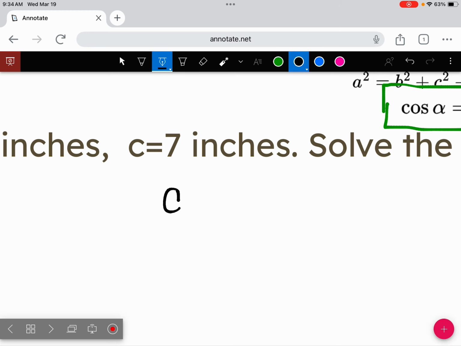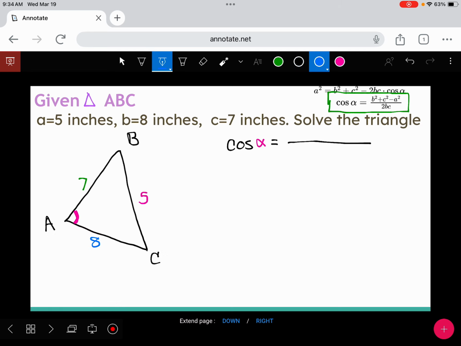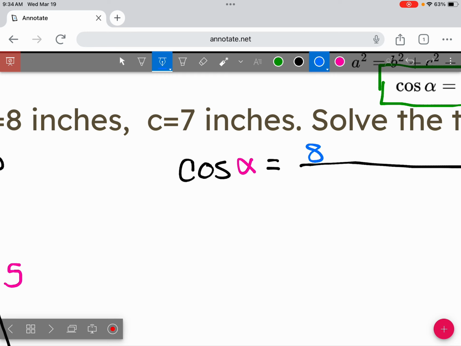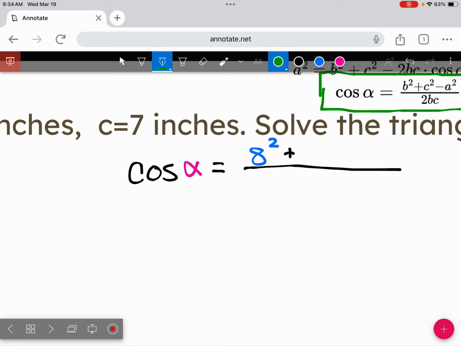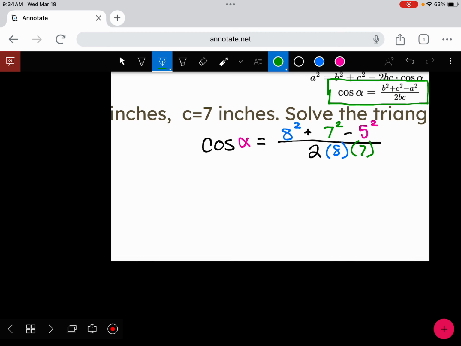So setting this up, we're going to have cosine of alpha equals, bless you, our b, which is 8 squared, plus our c, which is 7 squared, minus a, which was 5 squared, over 2 times b times c.